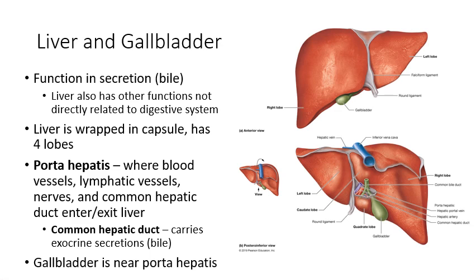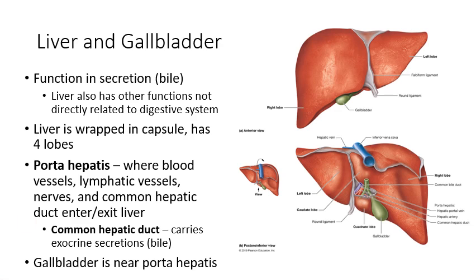Then you have lymphatic vessels also coming in and out of the porta hepatis. Well, I guess technically out, not in. And you have nerves coming in and out. And finally, you have the common hepatic duct coming out. So the exocrine secretions, or the bile that's produced by the liver, all drains into the common hepatic duct and leaves the liver there at the porta hepatis. Some of that bile is going to end up stored in the gallbladder, and then later it would be released.